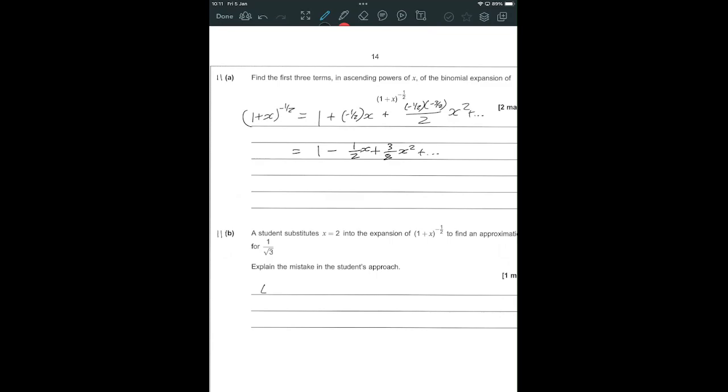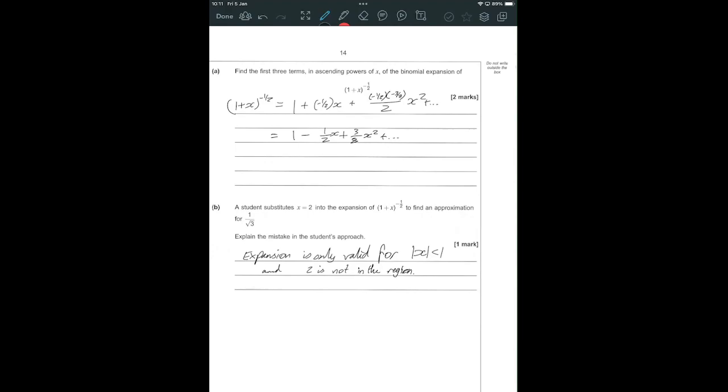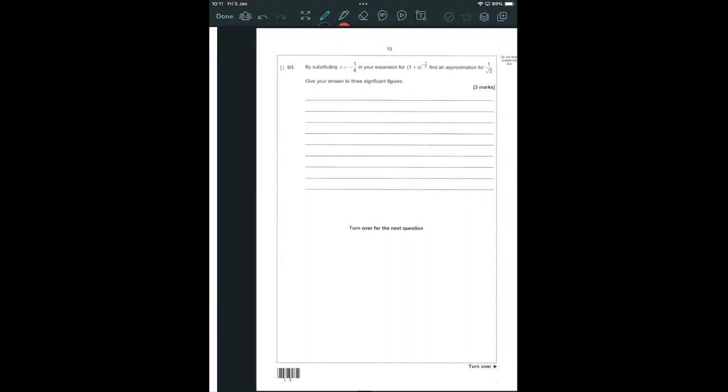So here, the expansion is only valid for, and the formula booklet says mod x is less than 1, and 2 is not in this region. So 2 will not work. You cannot sub 2 in to find that.